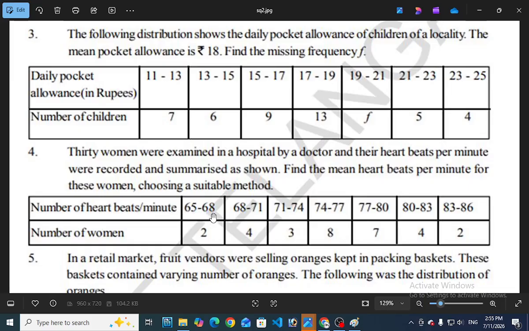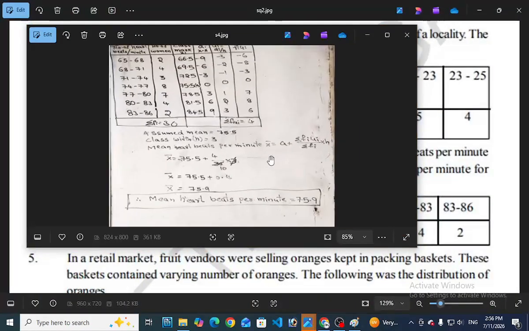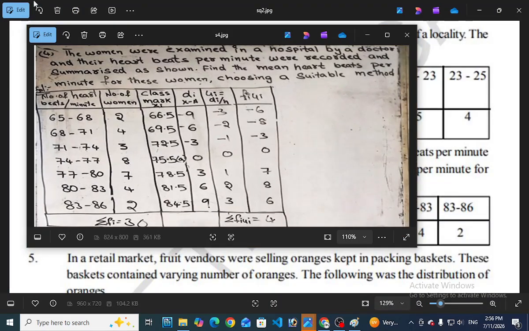65 to 68, 2 women. 68 to 71, 4 women. 71 to 74, 3 women. 74 to 77, 8 women. 77 to 80, 7 women. 80 to 83, 4 women. 83 to 86, 2 women. Like that, here we have the heartbeats and number of women. Here we have the solution to find the mean heartbeats per minute.